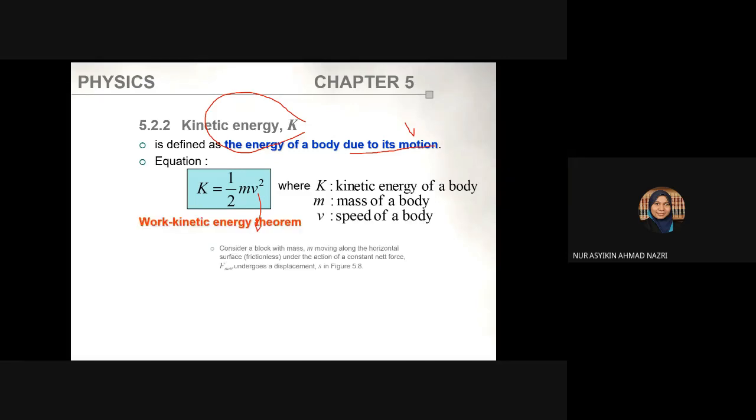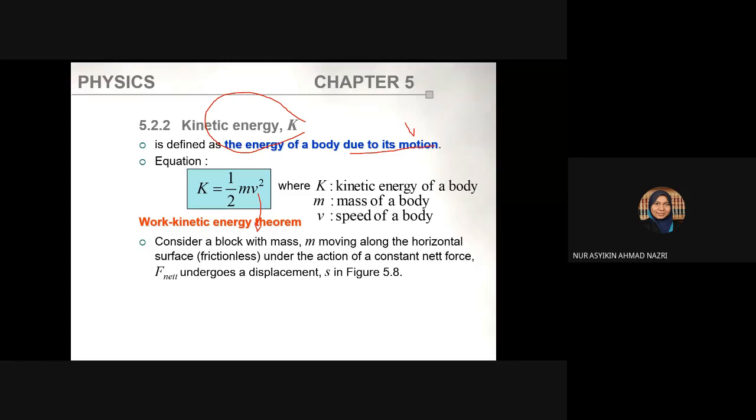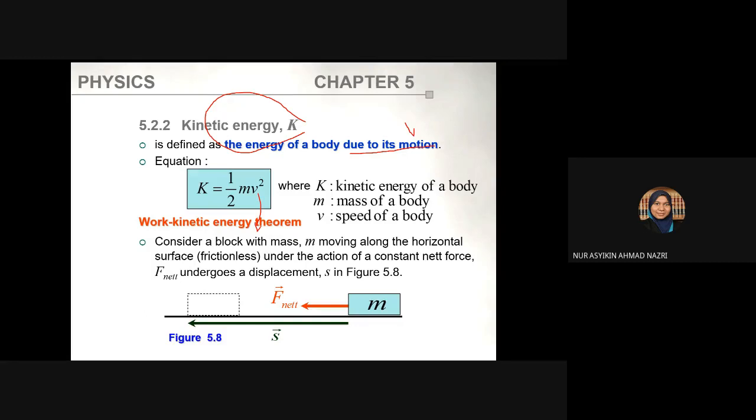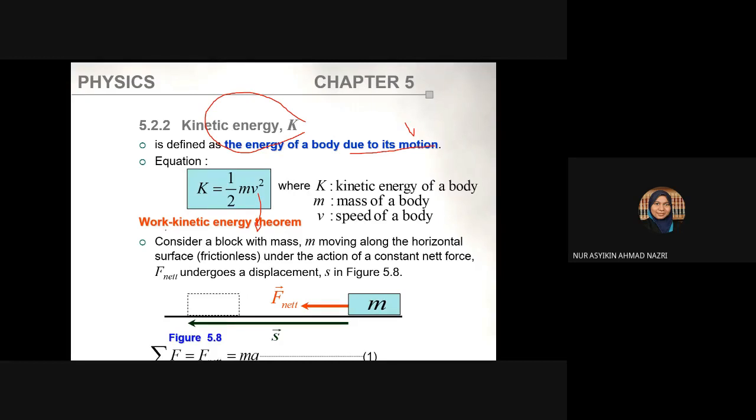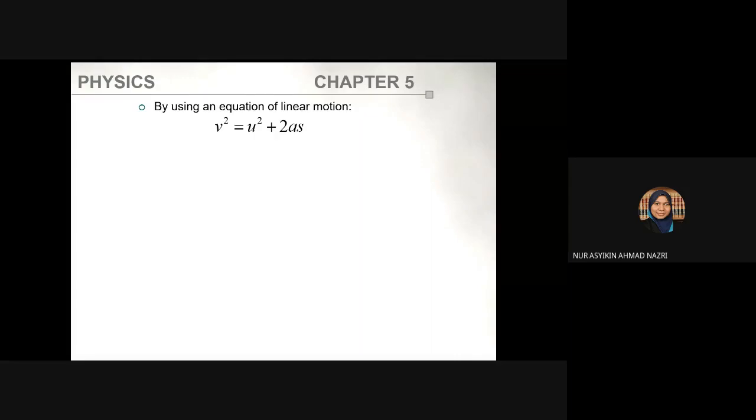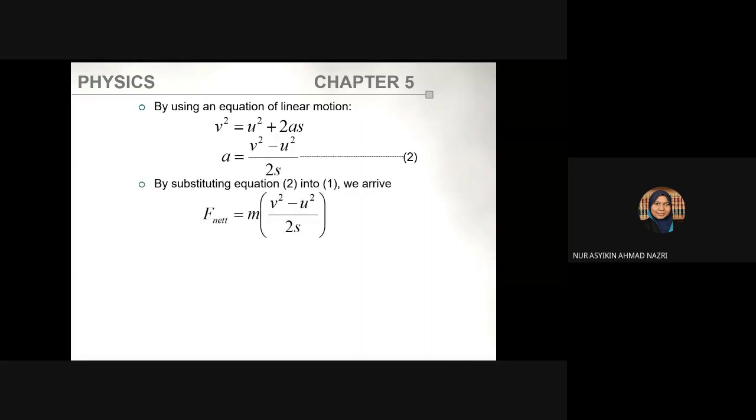Macam tu. Okay. So consider a block with mass m moving along the horizontal surface under the action of a constant net force undergoes a displacement. Okay, so contoh we have this case. Then ni nak cerita pasal work kinetic energy theorem. So dia kata, first, moving along horizontal surface, so F net equals ma. So equation of motion, so we get that equation.